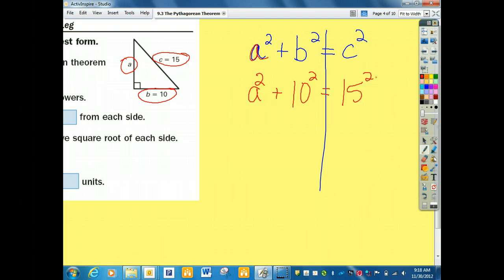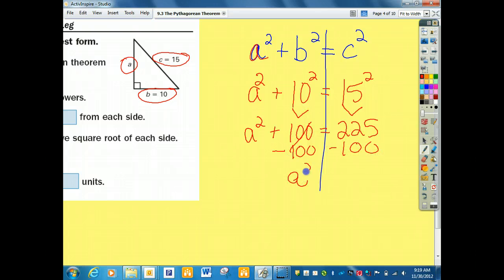All right, let's square everything. So this stays A squared plus, what is 10 squared? Equals, what's 15 squared? What is it? 225. Good, I heard something different, but excellent. And now it's an equation like we've been solving from the beginning of the school year. What do we do? Nice, good memory, minus 100. So now I have A squared equals what? 125. Therefore, A equals the square root of 125. What does A equal? 11.